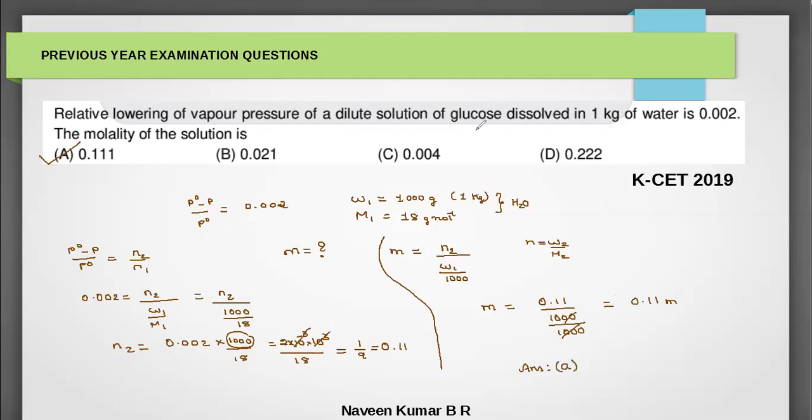So we need to understand the question. If we analyze this, we see how relative lowering of vapor pressure is helpful in finding the molality. So we can identify the answer. Hope the solution is clear. Now we'll consider the next question from the Karnataka CET 2019.